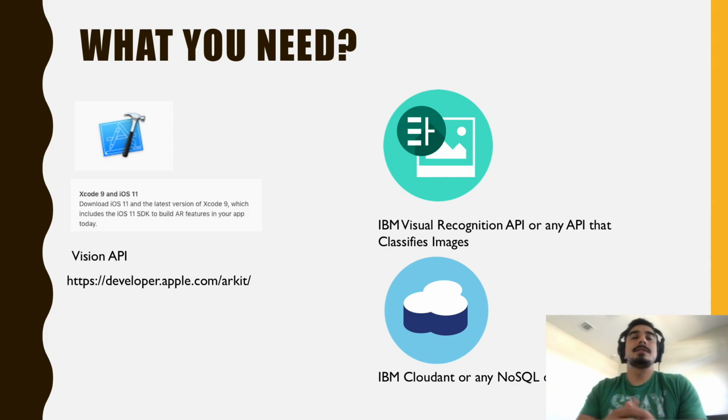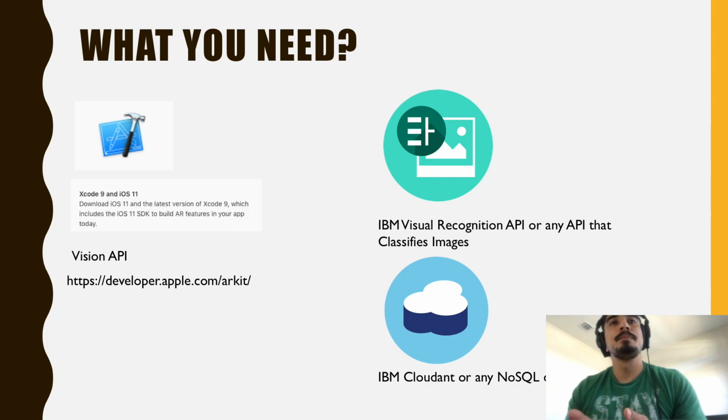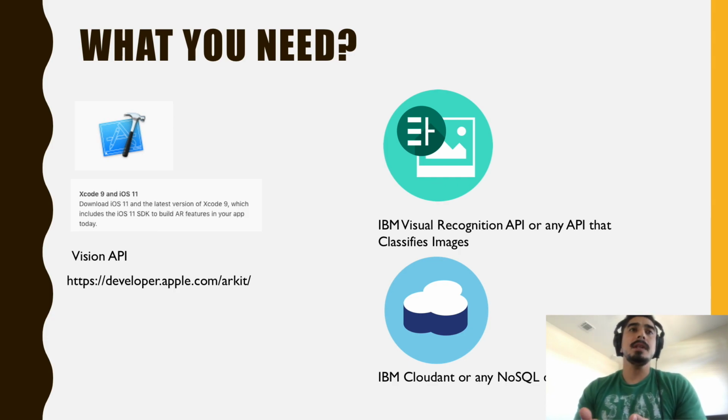For this video, what you need is Xcode 9 or greater, which has iOS 11. You can download it from developer.apple.com/ARKit. Since we will be using face recognition and classification of the face, we'll be using the Visual Recognition API. You can use any classification mechanism out there, but I'll be using the IBM Visual Recognition API. I'll show you how to connect to the IBM Visual Recognition API and the NoSQL database in coming slides.